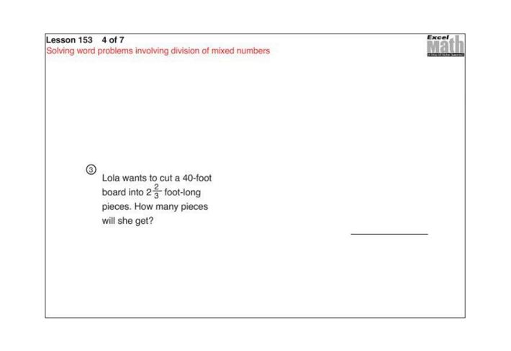What if he was cutting a 40-foot board into 2-foot pieces? How many pieces would he get? 20 pieces. And how did you get that? Divide. 40 divided by 2 is 20, right? So we're going to do the same thing here. Tell me the problem. 40 divided by 2 2/3. Good. Which is the same thing as 40 divided by 8/3, right? 3 times 2 is 6 plus 2 is 8. 8/3. Can I do it like that?